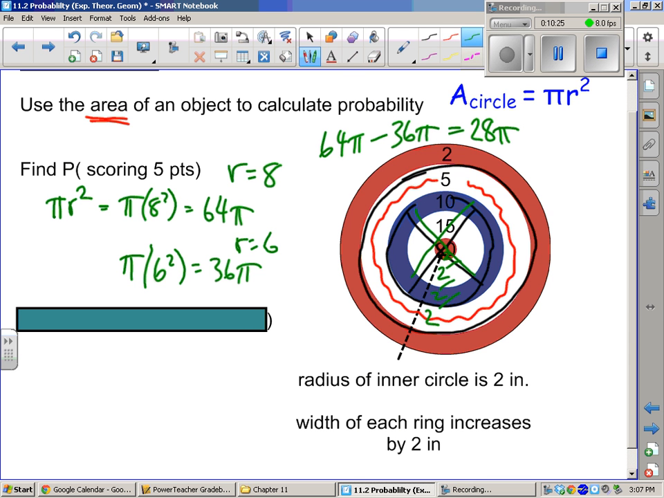Yay. Okay, now hold on a second. Probability is supposed to be a fraction or a decimal or percent. It's supposed to be the desired over the total. So we just found the area of the desired. We need to divide it by the area of the total. So that is going to be the whole dartboard. So we got to add another ring on there, the outside red ring. So we add another 2. So 2, 4, 6, 8, 10.